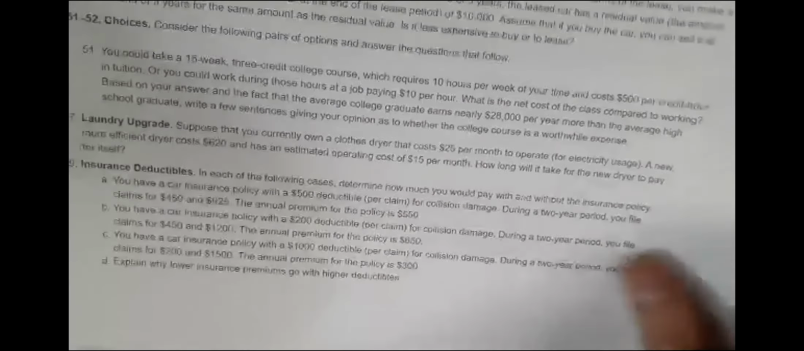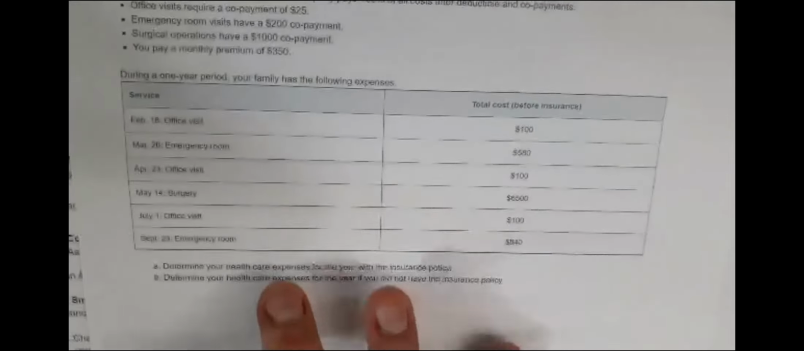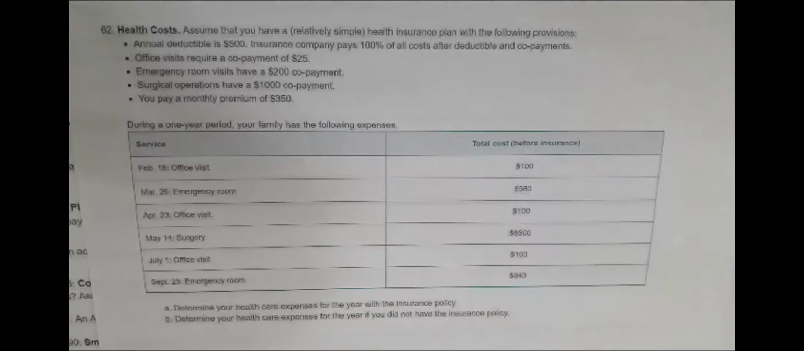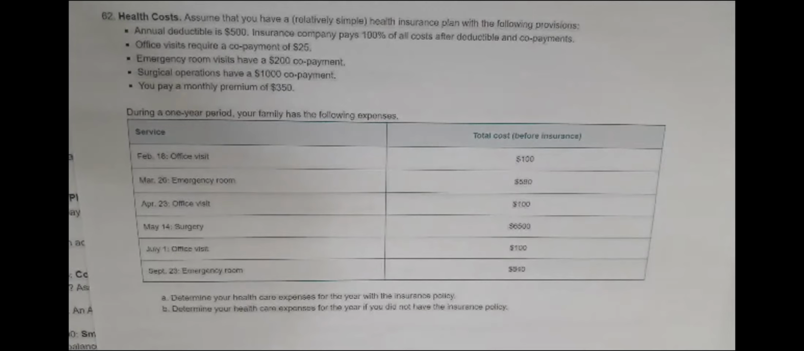Okay. And I think we got one last problem in the section. Health costs. Assume that you have a relatively simple health insurance. The annual deductible is $500. Office visits require a copayment of $25. Emergency room visits require $200. They give you all this information about copayments, about your premiums. The annual deductible is $500. And then the insurance company is going to pay 100% of all costs after your deductible.